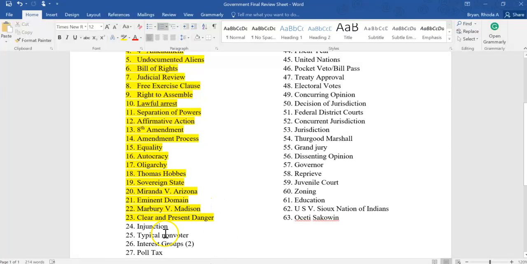Number 24, injunction. This is a very straightforward definition question. Courts may impose an injunction to prevent presentation or publication of dangerous speeches. We'll stop on 24 for this video.